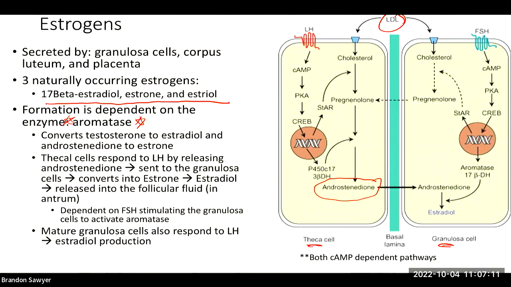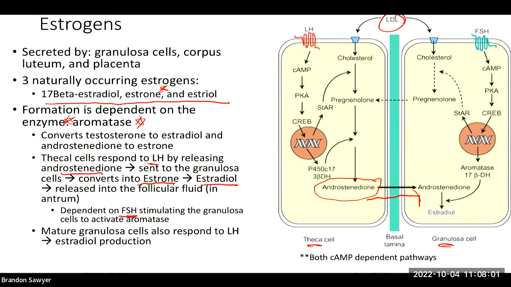But then the thecal cells are responding to LH by releasing androstenedione, okay? So in response to LH, they release androstenedione, but that androstenedione goes right over into the granulosa cell, and that granulosa cell is going to convert it. So it's sent to the granulosa cell, and that converts it into estrone, which then converts it into estradiol, right? And so those are both versions of these estrogen type hormones. And this is all dependent on the stimulation of the hormone FSH that came from the pituitary gland, right? So LH is causing these thecal cells to do their job, release androstenedione, and then FSH is causing these granulosa cells to do their job and cause the formation of estrogen.